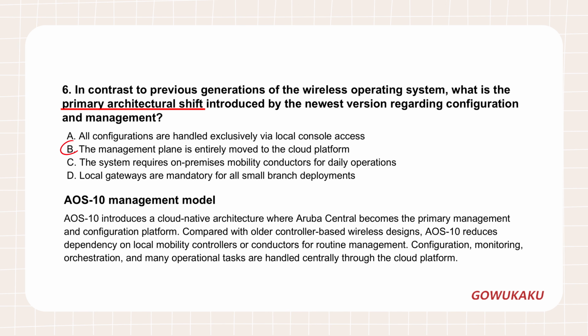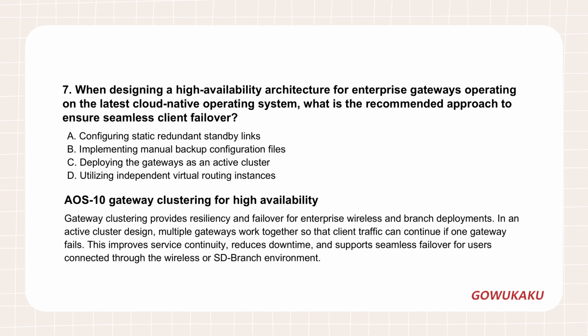But moving the brain to the cloud makes on-the-ground high availability absolutely critical. Which brings us to question 7. When designing a high-availability architecture for enterprise gateways operating on the latest cloud-native operating system, what is the recommended approach to ensure seamless client failover? The correct answer is C. Deploying the gateways as an active cluster.